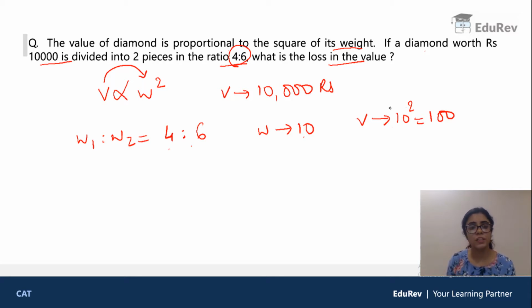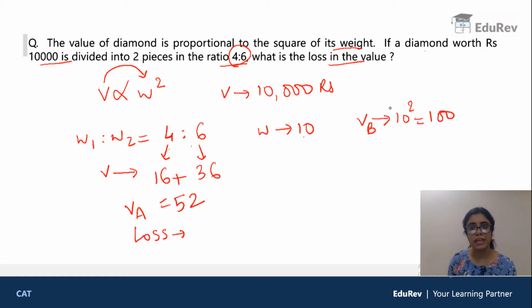Okay. So if I ask you what will be the ratio of value, then value is proportional to weight square. So for the first stone, the value will be 16, 4 square. And for the second stone, the value will be 6 square, which is 36. So the total value will become 52. Okay. This is the total value after breaking. This was the value before breaking. Okay. If I ask you what is the loss, it will be 100 minus 52, which is 48. Okay. My loss is 48 as per the ratio 4:6.